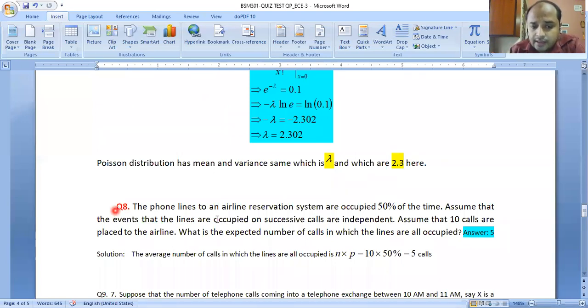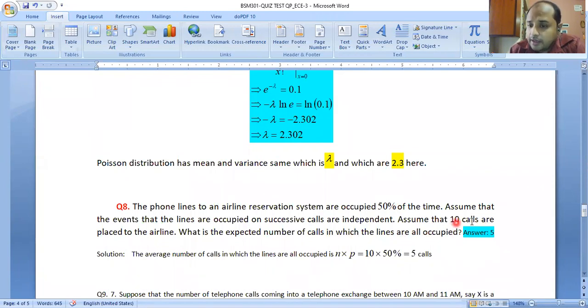The question was, the phone lines to an airline reservation system are occupied 50% of the time. Assume that the events that the lines are occupied on successive calls are independent. Assume that 10 calls are placed to the airline. What is the expected number of calls in which the lines are all occupied? Probability of success. Success is all the telephone lines will be occupied. That is the success. Its probability is given to be 50%. 50 by 100, that means 0.5.